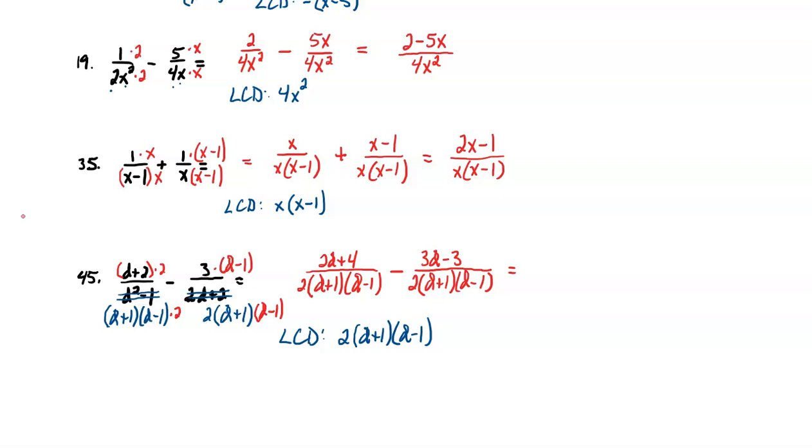Now that both fractions have the same denominator, we can subtract the numerators. 2d subtract 3d is negative 1d, or just negative d. And now the constants. 4 subtract negative 3 is a positive 7. In the bottom is our common denominator.